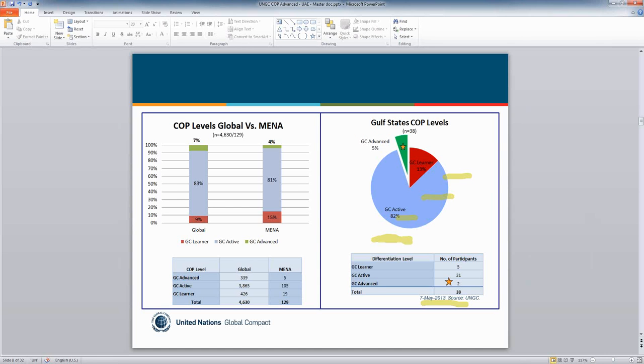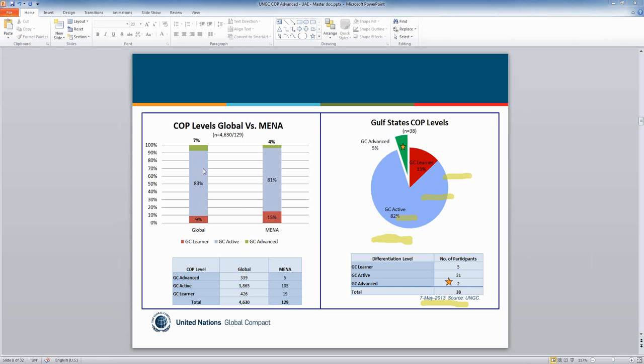Now, on a more regional level, we have the following numbers. Here we're looking specifically at COP, what's the reporting. These bars show the levels at which companies have been reporting. This bar over here on the left-hand side shows the numbers globally, all the companies around the world, and is compared against companies in the MENA region.